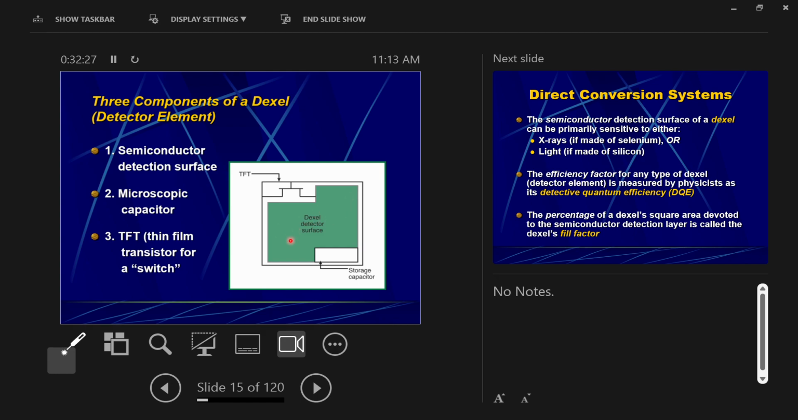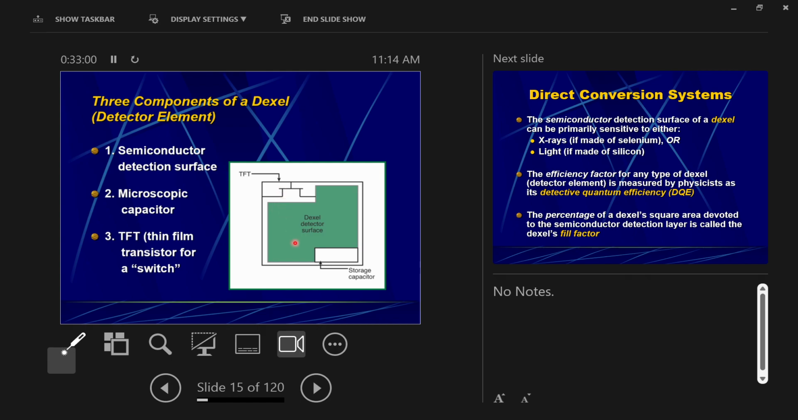I want you to notice, does the detector surface occupy the entire face of the DEC cell? No, right? The detector surface occupies some of the space on the face of the detector, okay? So the entire square, which would be the DEC cell, is not all detector surface. And that's going to become important in just a second. Secondly, the other two parts: a microscopic capacitor, I'll explain what a capacitor is in a second, and then a thin film transistor, TFT and capacitor.